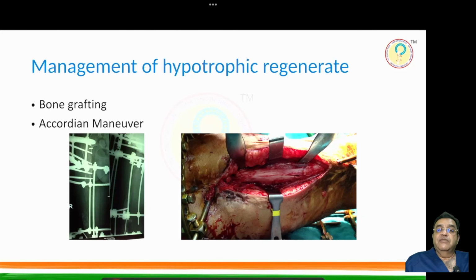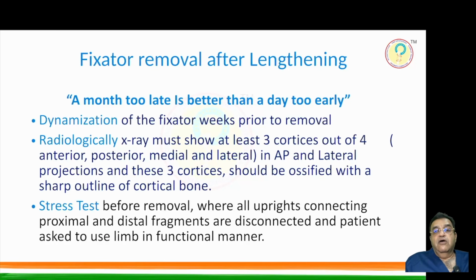Now management of hypertrophic regenerate: you can do bone grafting. This is the actual regenerate during surgery. You can open the sleeve with a knife and just do the grafting, and you can stitch it also during the surgery. Now fixator removal after lengthening: a month too late is better than a day too early.